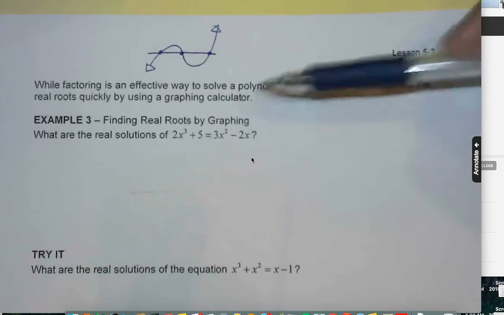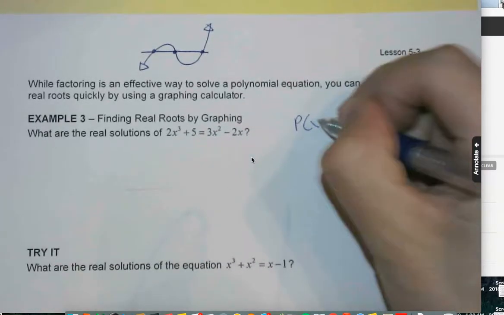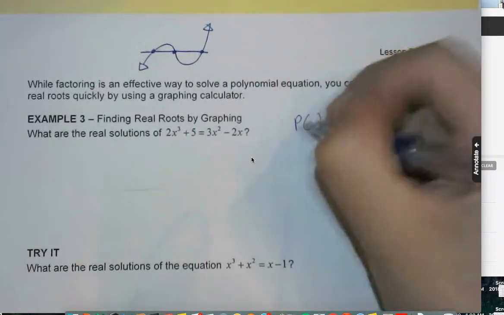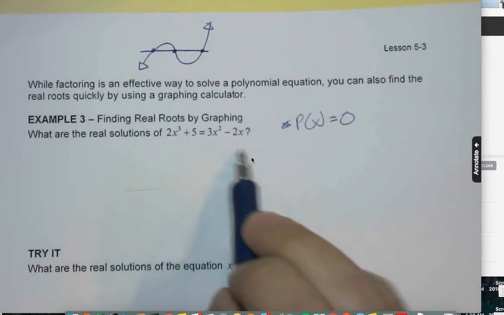So although factoring is helpful for this, sometimes it's better to just use a graphing calculator, get a feel for what theirs are all looking like. So we still apply the same rules where we want our polynomial set equal to 0. From there, then we'll start to graph. So first, let's move all of our terms to the same side.